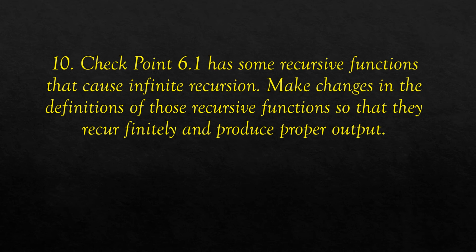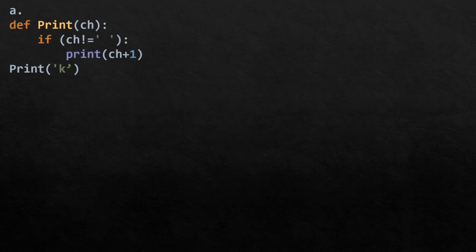Now here we'll consider the programs or the codes given in checkpoint 6.1, which has some recursive functions that cause infinite recursion. Now we have to make some changes in the definitions of those recursive functions so that they can recur finitely and produce proper output. Now let's begin with the first code, def of print. So here there is a function called print which is defined. You can mark here, here p is uppercase P.